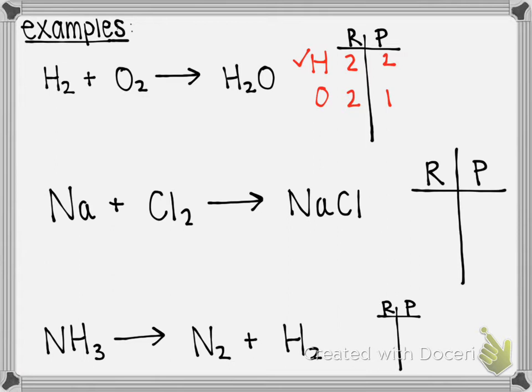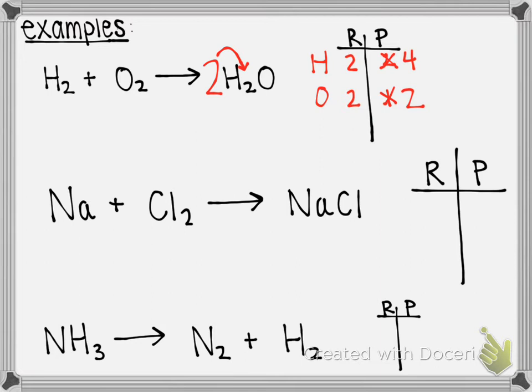Now the only coefficient we can add is a 2 right here. Alright, when we add that 2, it tells us now we have 4 hydrogen and we have 2 oxygen. Oops, this is your product side. Four hydrogen and 2 oxygen. Okay, now that means our hydrogen is not balanced, so we need to go over to the reactant side and try to balance our hydrogen.